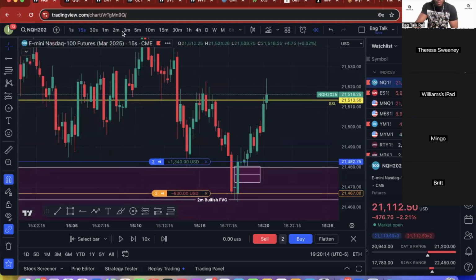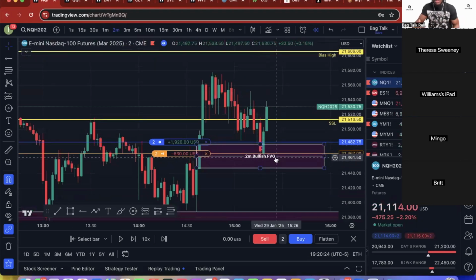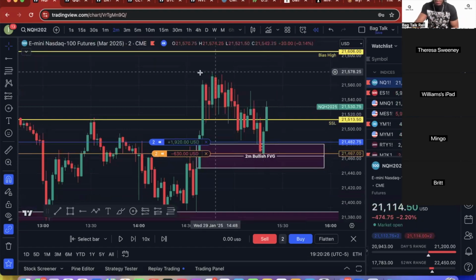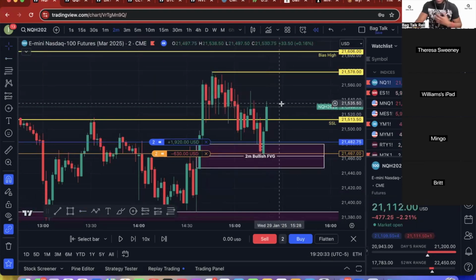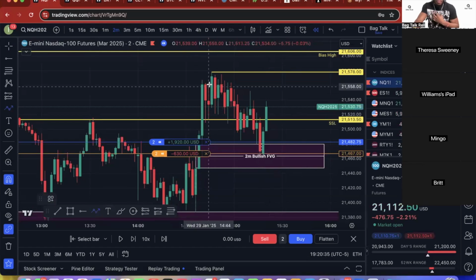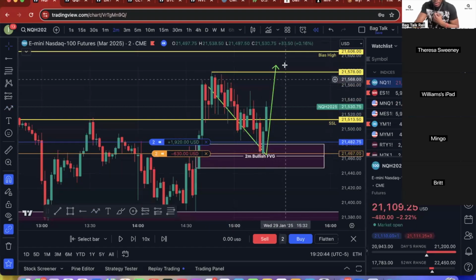But if we came from a discount, the goal is to not just take it to premium. The goal is to take it to buy side liquidity. So yes, you can technically look to take some type of profits, but in my opinion, if you're getting in at a discount and price had a choppy move down, I would aim for the highs of that range. So getting in down here to up here is about a 100-point move.